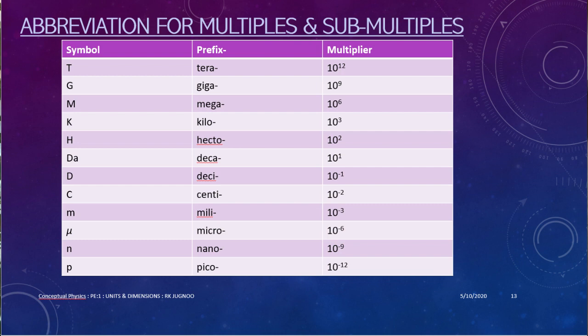Deci, 10 to the power minus 1. Centi, 10 to the power minus 2. Milli, 10 to the power minus 3. Micro, 10 to the power minus 6. Nano, 10 to the power minus 9. And pico, 10 to the power minus 12. You can see the symbols are also written on the left side.